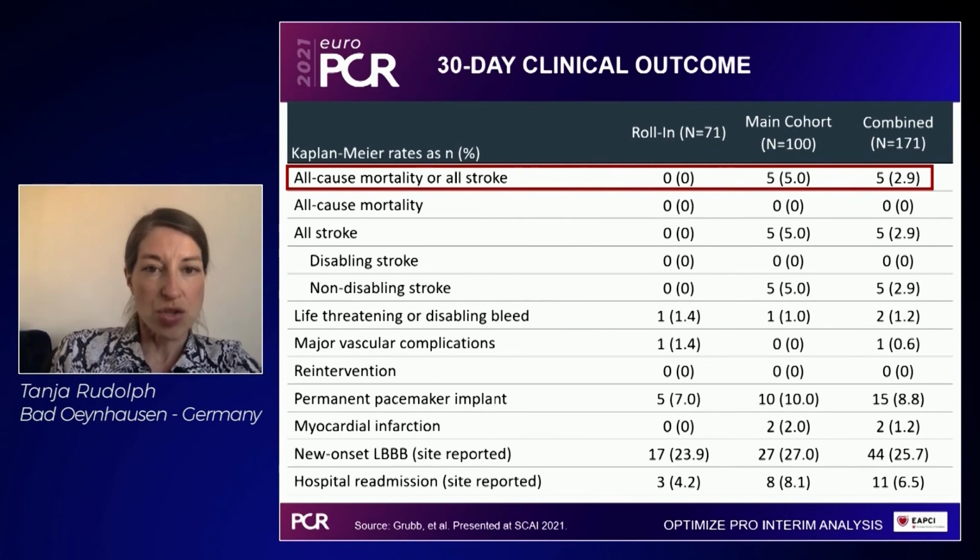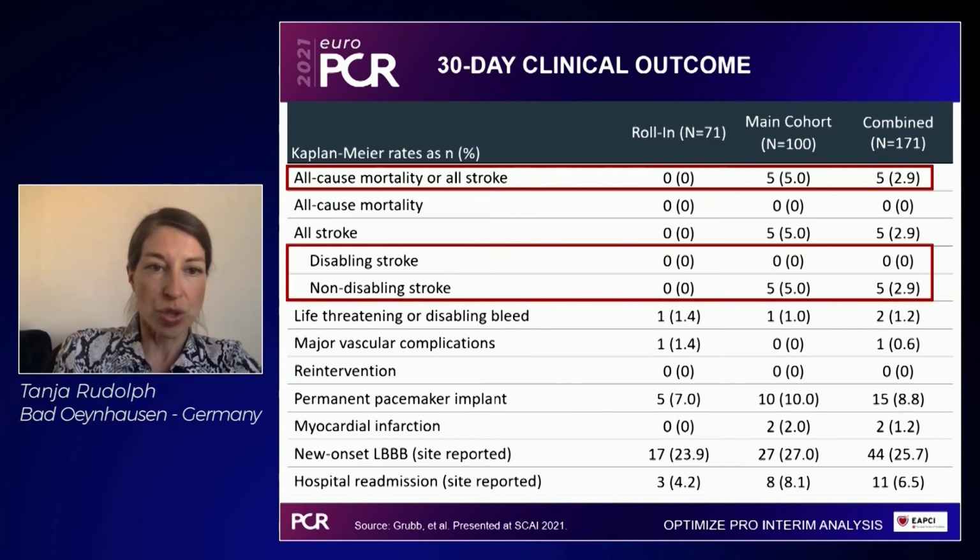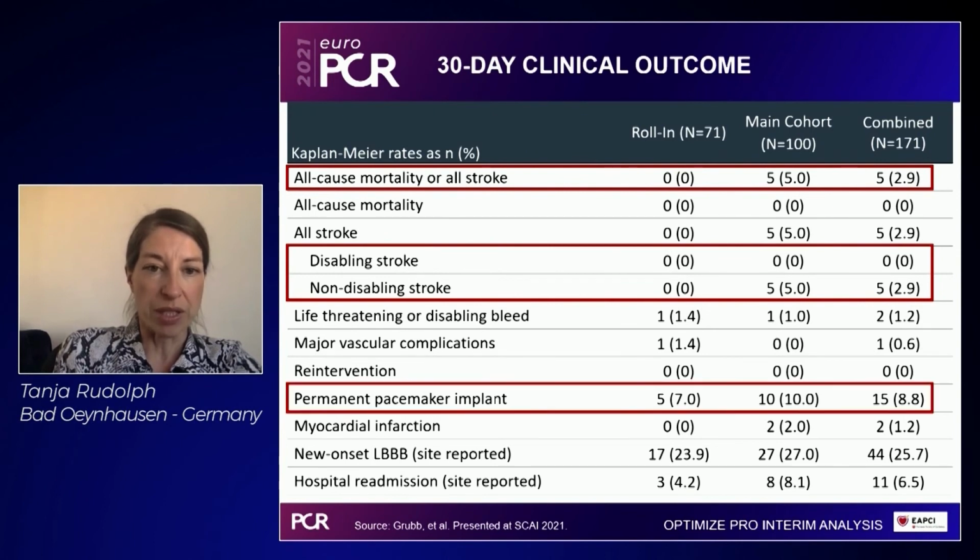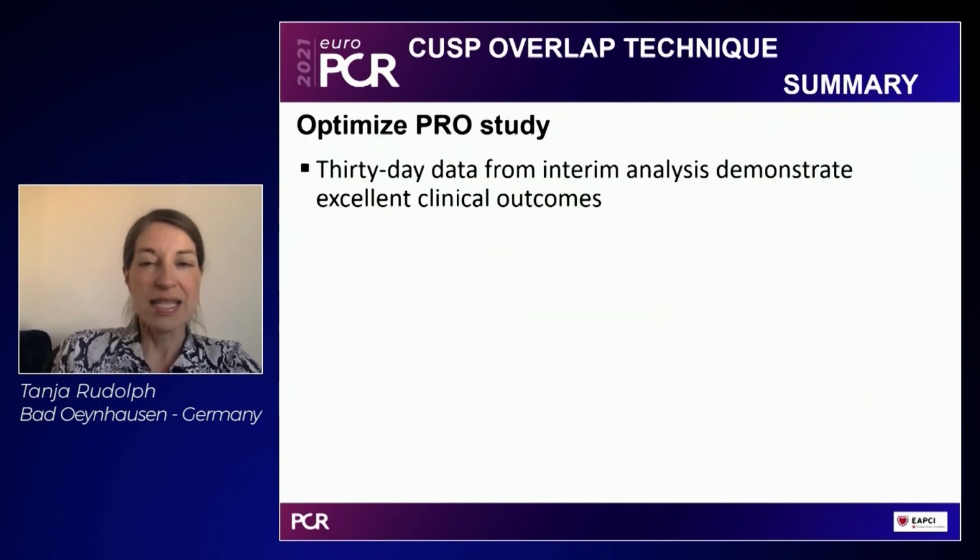All-cause mortality and stroke was low, being 5% in the combined patient cohort. There was no mortality, but only 5% of patients had a non-disabling stroke. Permanent pacemaker implantation rate was 8.8%.